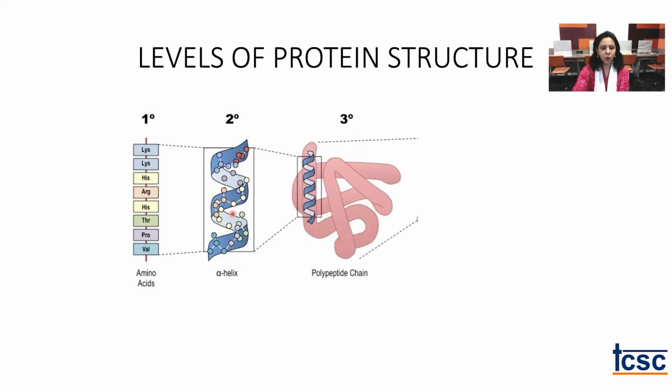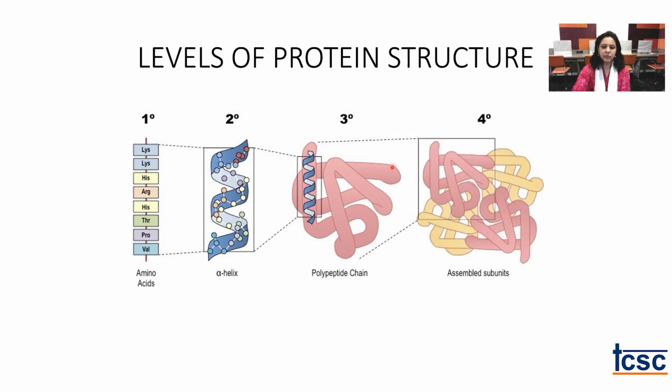The combination of all the secondary structures together forms what we call the tertiary structure. Here we can see that the alpha helix is forming one of the structures, and a combination of all of these will give us the tertiary structure. If a protein has a single polypeptide chain, the last level of protein structure is usually the tertiary structure. But if it is a multimeric protein, these polypeptide chains combine with other polypeptide chains, and the manner in which they combine is the quaternary structure. So this is the last level of structure.